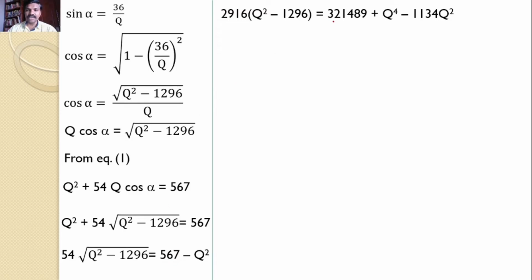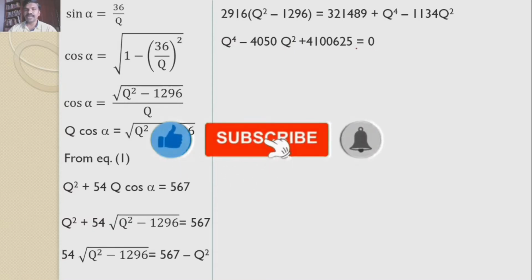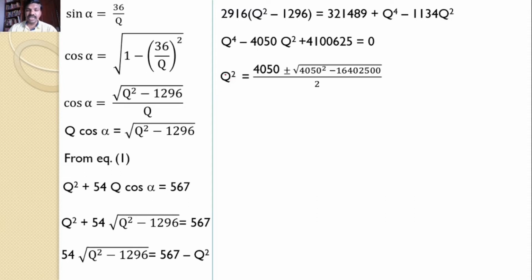So it becomes a square, which means 321489, plus q to the power of 4 minus 1134 q square. So this equation you can further simplify, and then you will get q to the power of 4 minus 4050 q square plus 4100625 is equal to 0. This is a quadratic equation in terms of q square. So you can solve this equation straight away by using the formula.